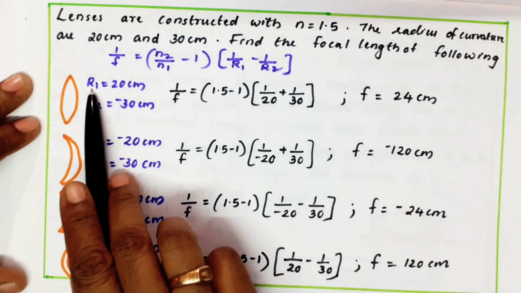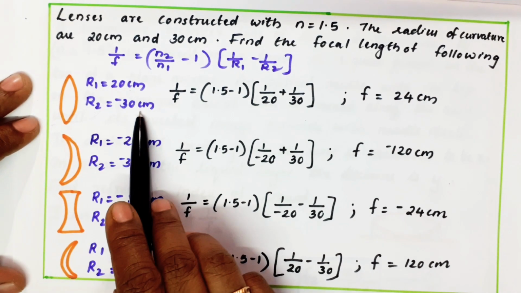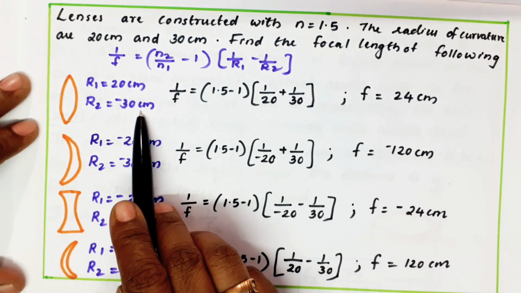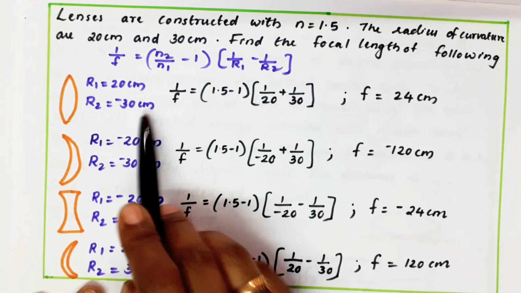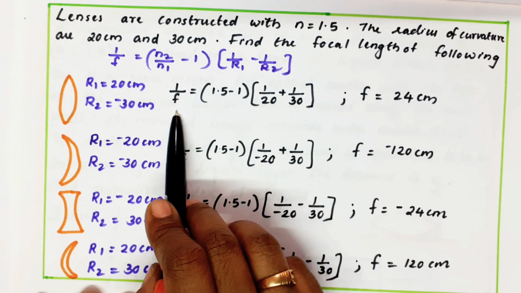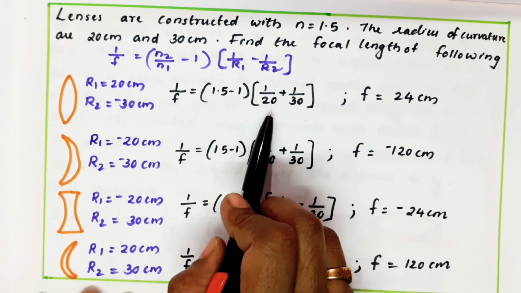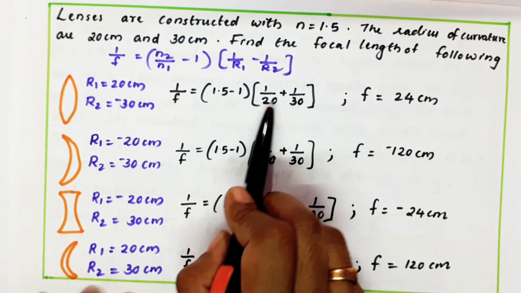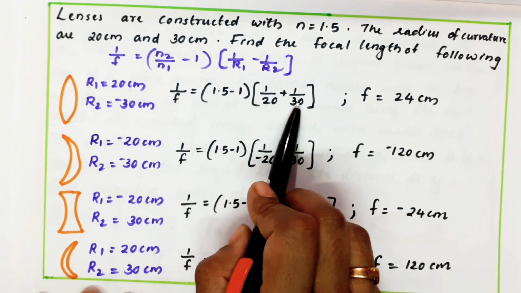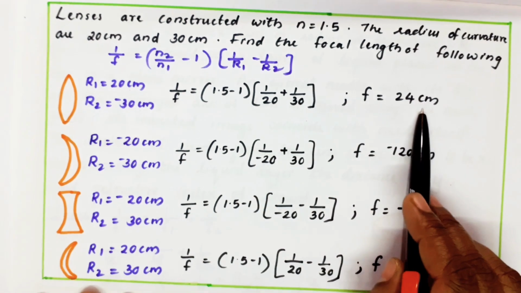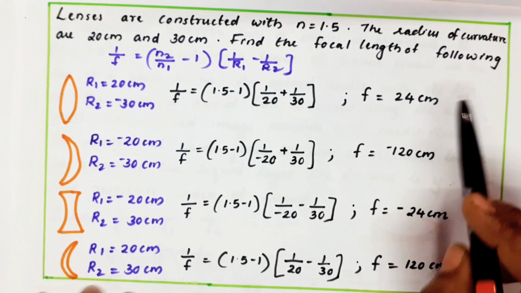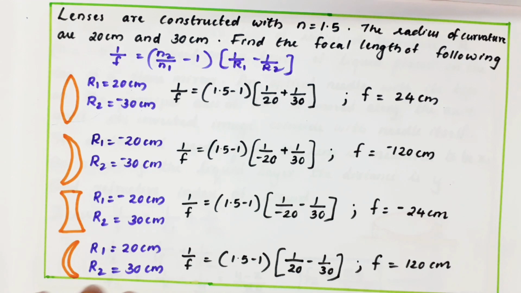So in this case, R1 is 20, R2 we have taken as minus 30. Apply here 1 by f is equal to (1.5 minus 1) into (1 by 20 minus 1 by minus 30). So if you solve, we will get f equal to 24. I did not solve it, you have to solve it.